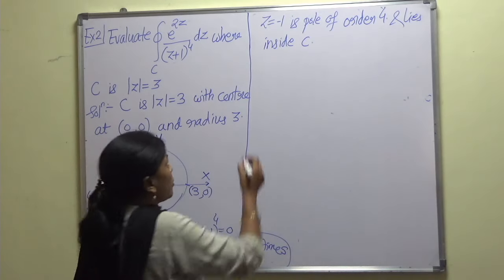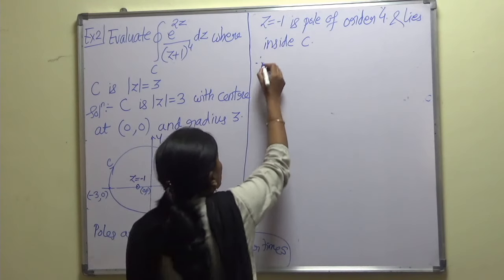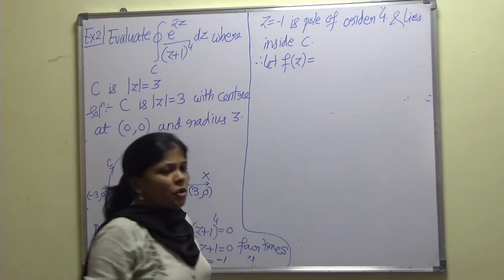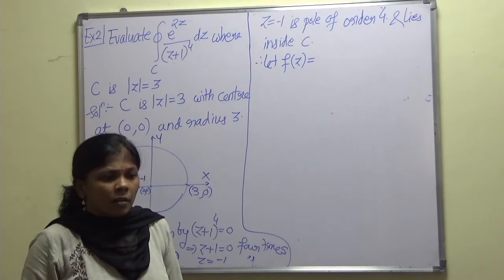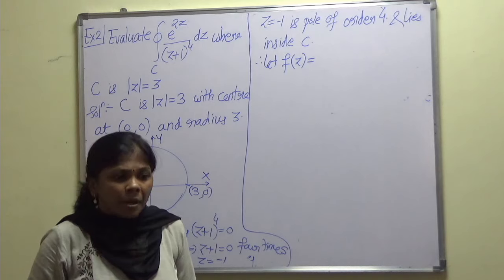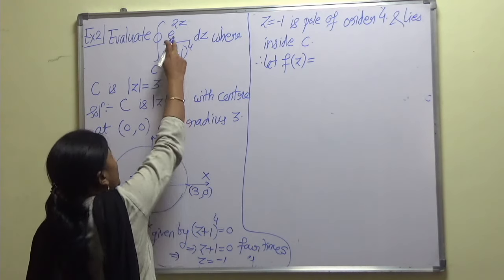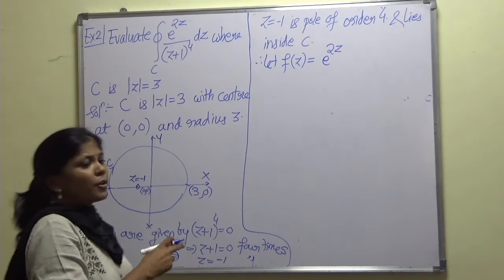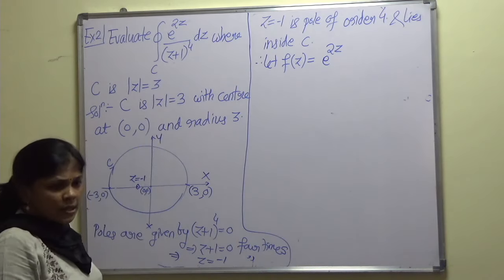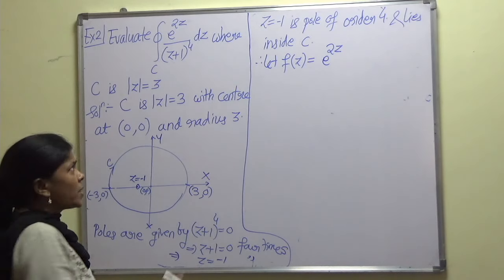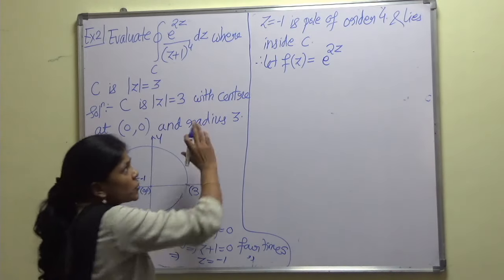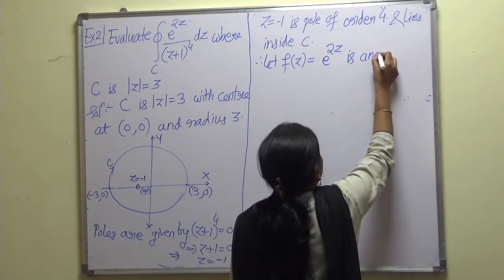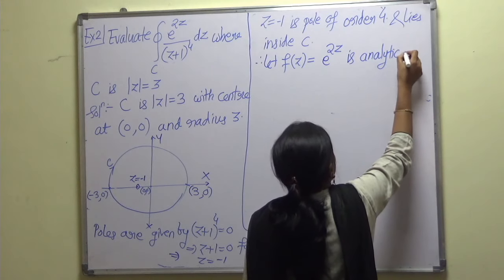So let us define f of z. What is the definition of f of z? Just recall what we did in the previous example, that it is numerator, so that is e raised to power 2z, and the part of denominator which is lying outside. Is there any part which is lying outside? No, this part is completely lying inside, so only numerator. So f of z is an analytic function inside and on C.